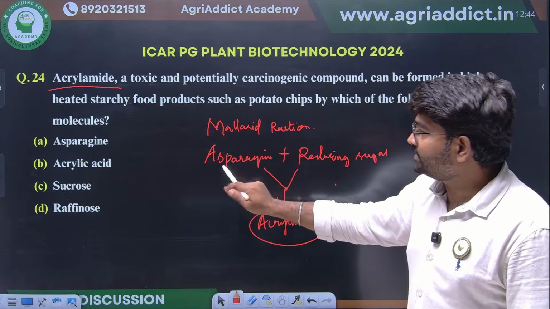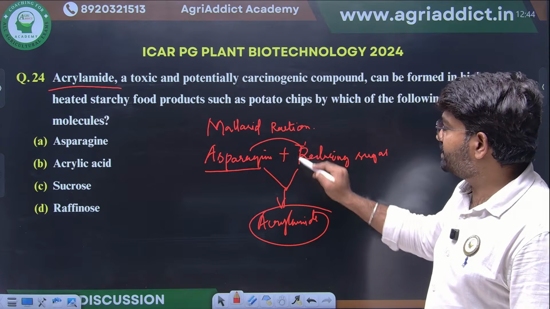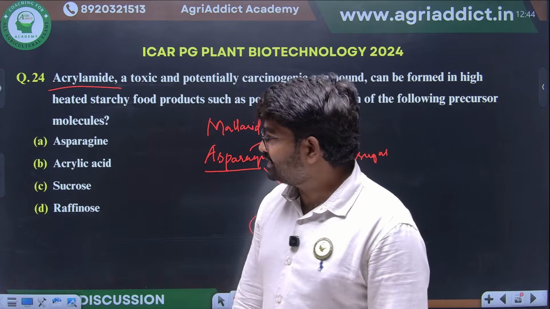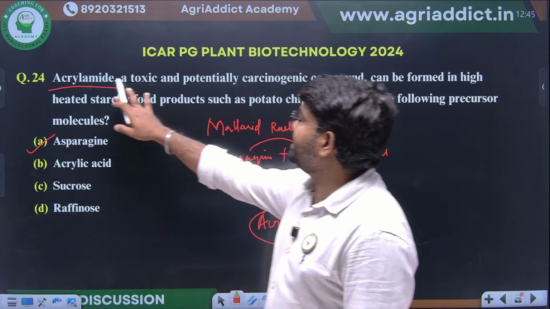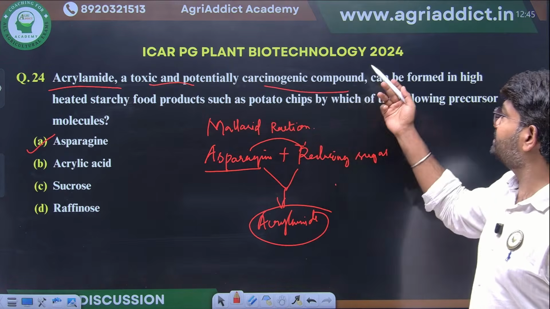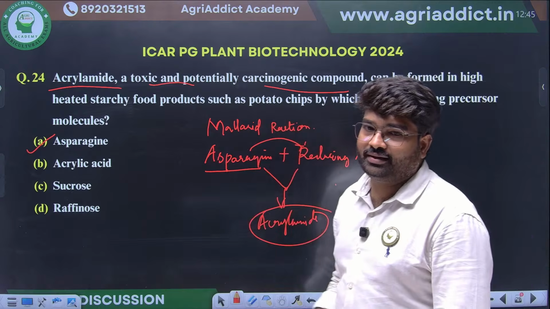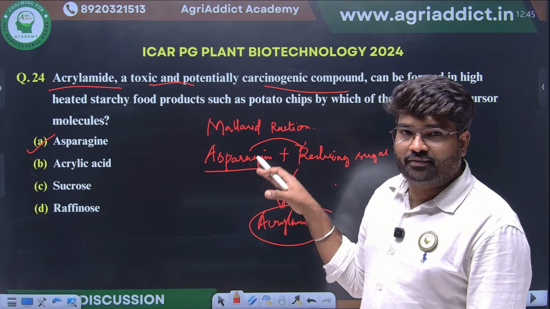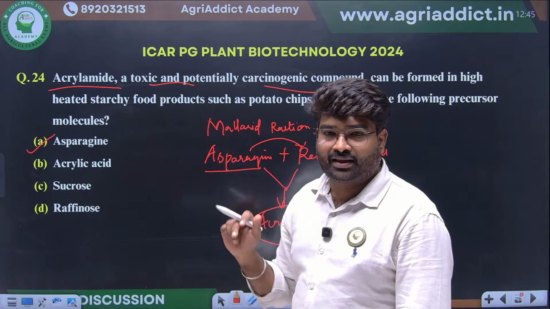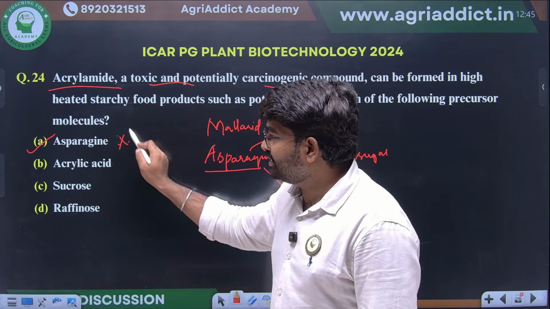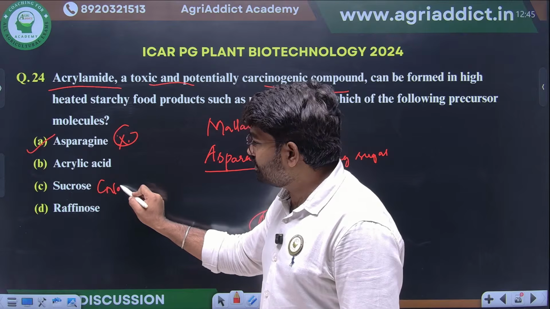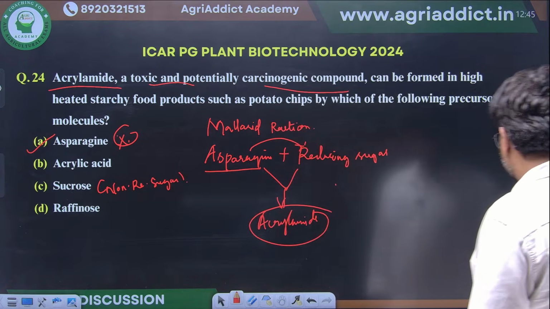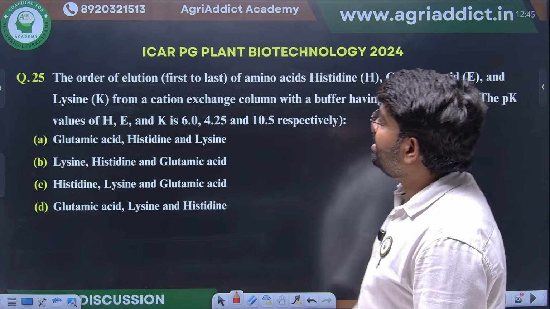If asparagine is there, it will bind with reducing sugar by the Maillard reaction, and that will lead to the formation of acrylamide. So the right option is asparagine. They are asking about a toxic, carcinogenic compound. How is it forming? The protein reacts with the reducing sugar, leading to the synthesis of acrylamide. Another important thing: sucrose is a non-reducing sugar, so this will not come. Clear?